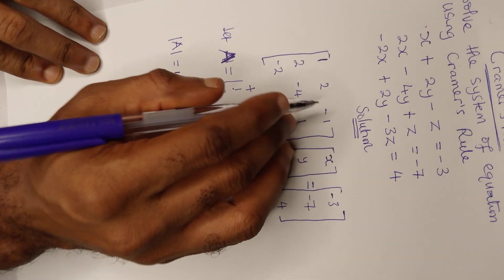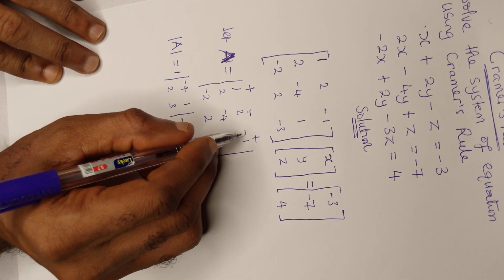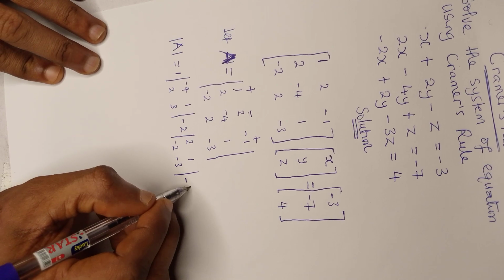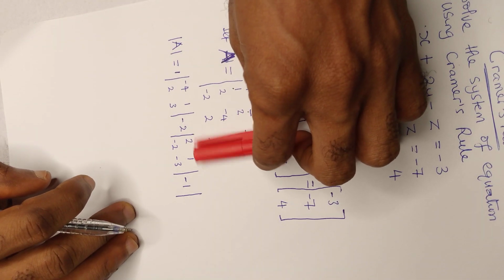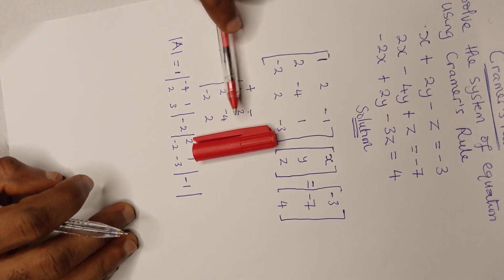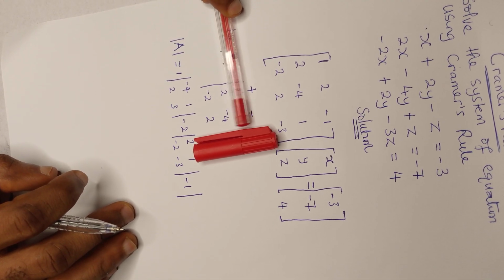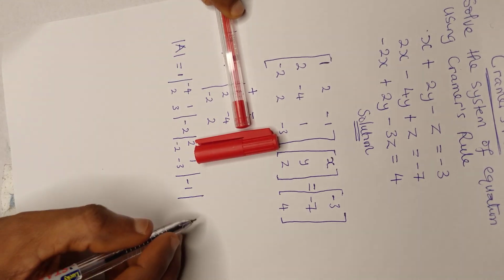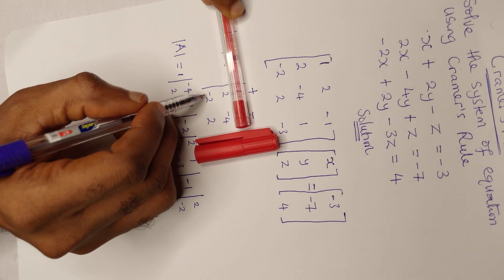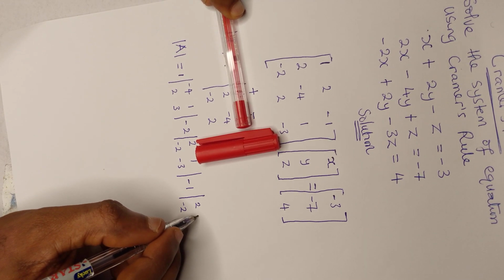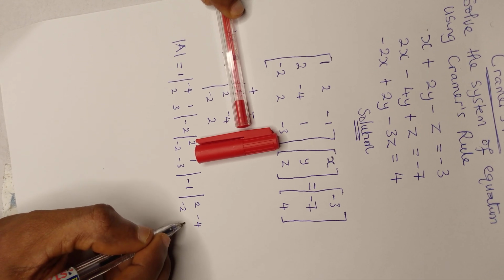And then the last one is minus 1, which is minus 1 here. So we have minus 1. And so we close here, we also close here. So we are left with 2, minus 2. That is 2 here, minus 2, then minus 4, 2. So we have minus 4 and then 2.